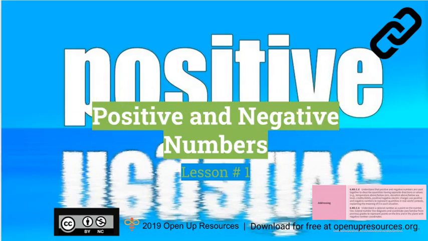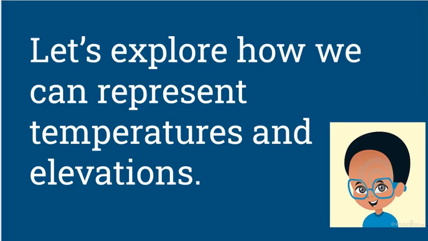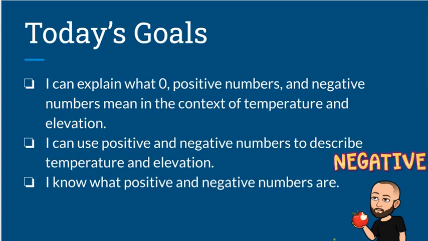Unit 7, first lesson here, lesson 1, positive and negative numbers. Let's explore how we can represent temperatures and elevations. Today's I can: explain what 0, positive numbers, and negative numbers mean in the context of temperature and elevation.